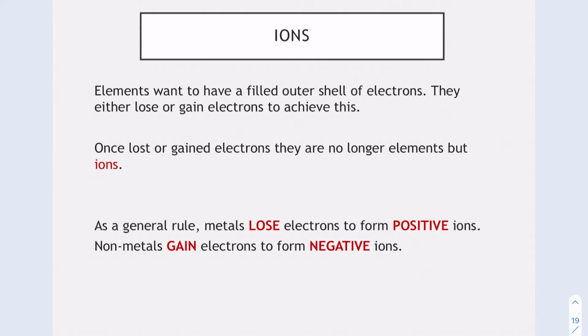An ion is something that an element wants to do. An element wants to have a filled outer shell of electrons, and it does this by either gaining or losing electrons. That's what we call a filled shell, so a stable shell.